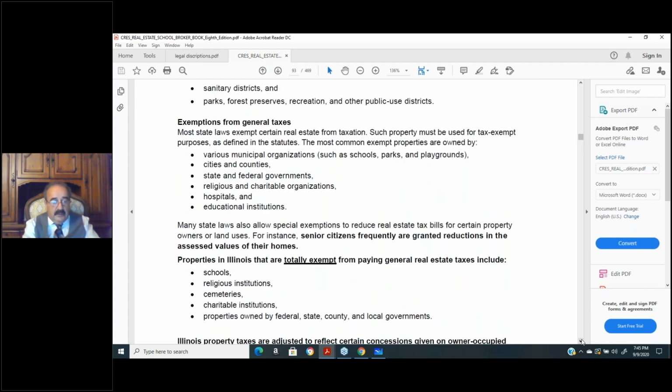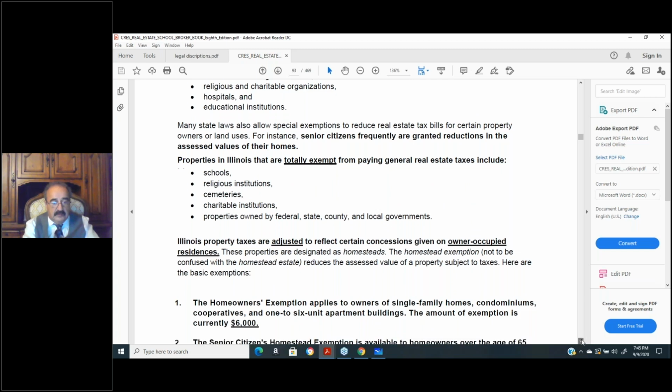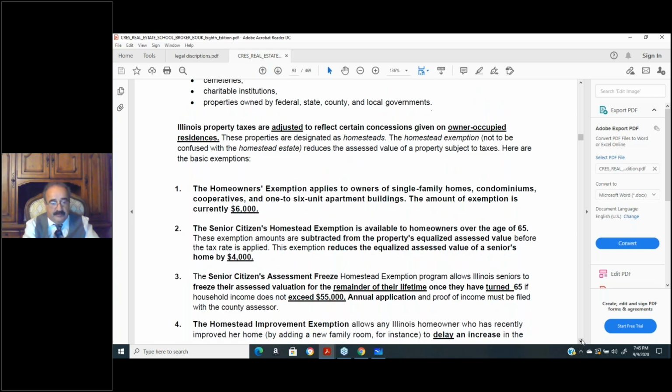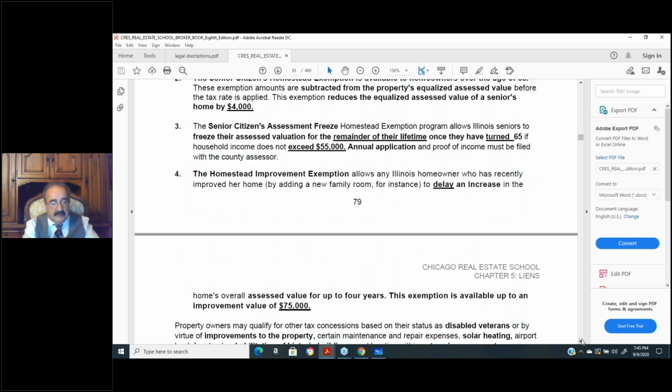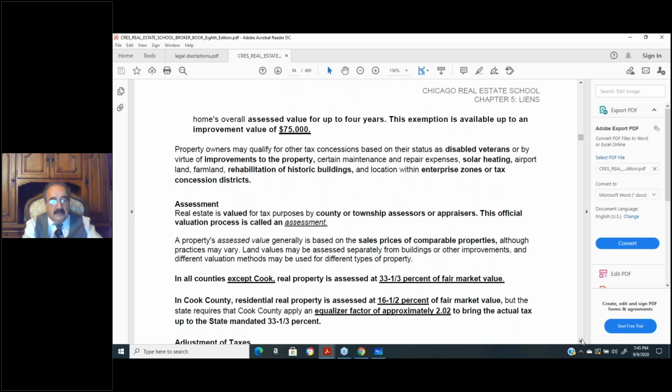Now let's go down to, don't worry about the homeowner's exemption. I don't see that happening on the exam. Let's go to assessment on page 80. I want you to highlight, put an X by that. Real estate is valued for tax purposes by county or township assessors or appraisers. This official valuation process is called assessments.